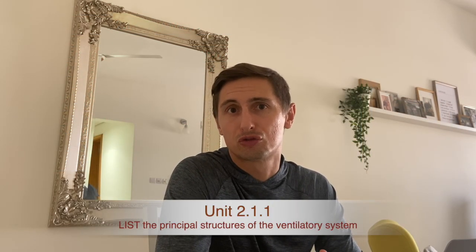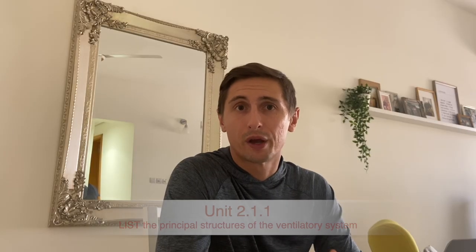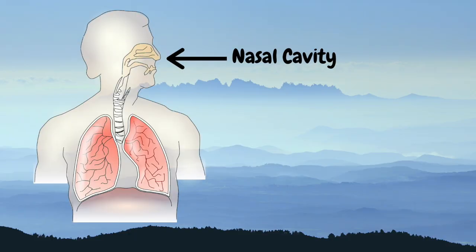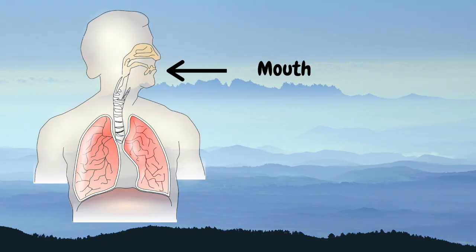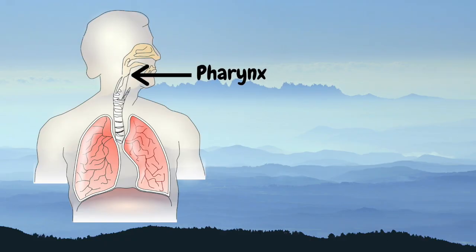So the first section we need to look at is Unit 2.1.1. This is the principal structures within the respiratory system. We're going to start with what takes the air in from the atmosphere, and there are two cavities that do this. Our nasal cavity, our nose, is the first and primary function for breathing and taking in oxygen from the air. It helps to filter and warm the air as we breathe it in. We also have the mouth, our second cavity, which takes in oxygen from the environment. Both of these cavities meet at the back of the throat in the pharynx. This is where the two airways become one.